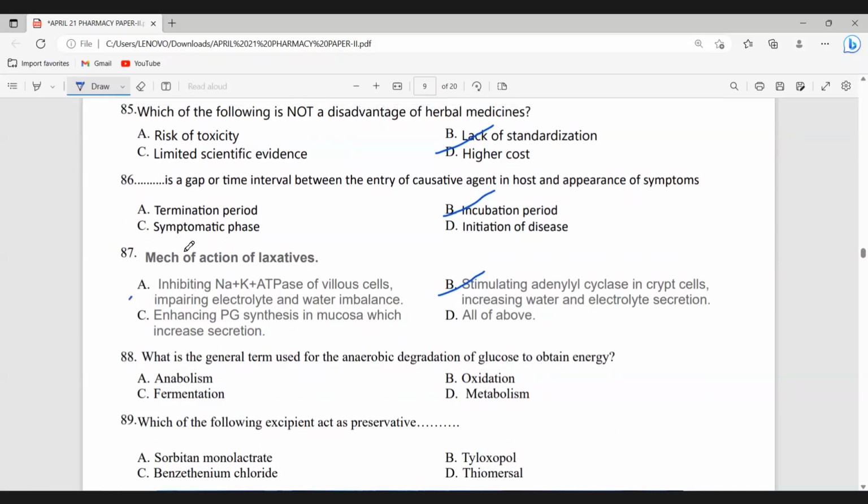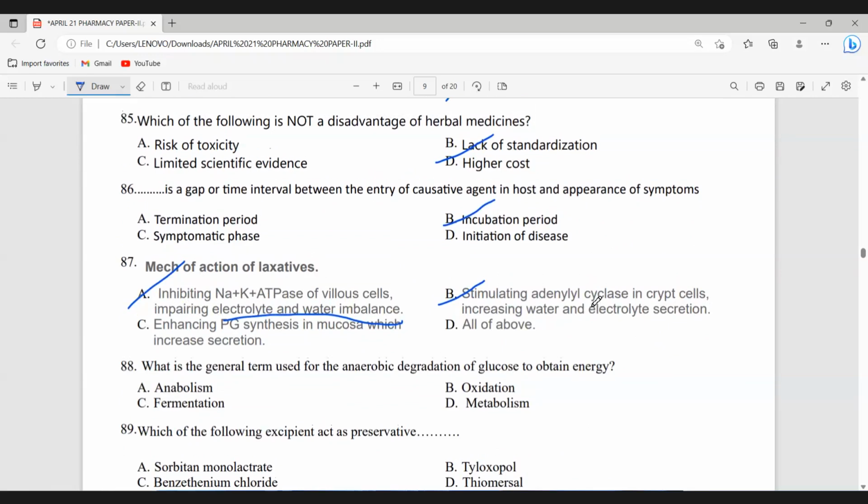Both A and B are correct. This is also correct: inhibits the sodium potassium ATPase in villus cells, impairing the electrolyte and water balance. B is also correct. Both A and B are correct. C is wrong; prostaglandins have no relation to this. You take the screenshot of this 87th question.